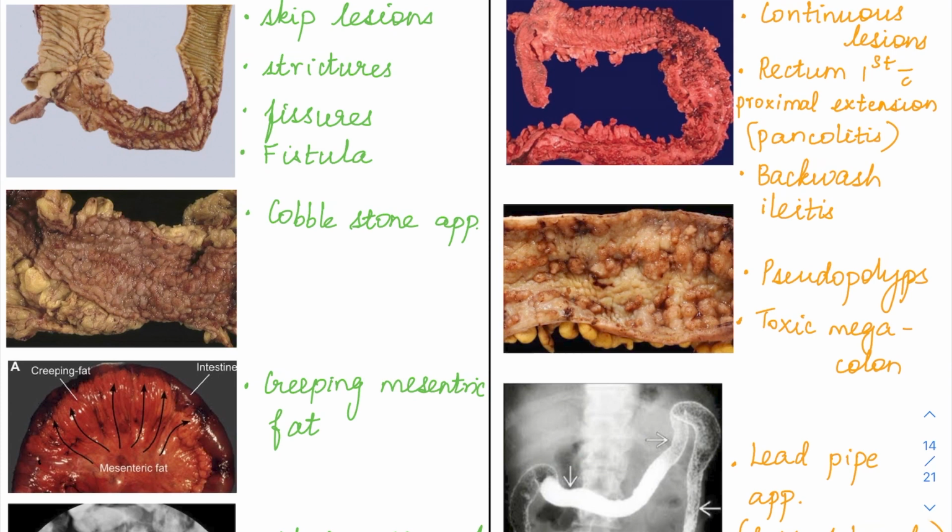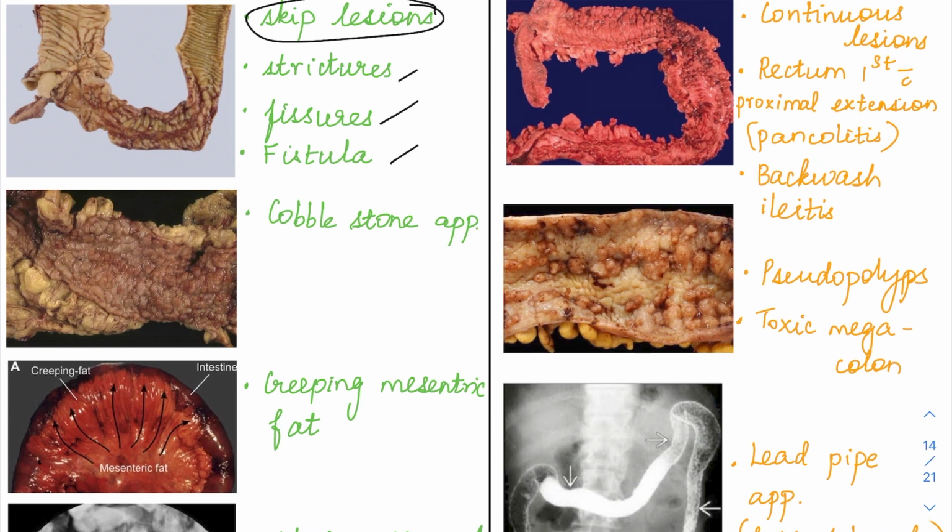In Crohn's disease, we are going to have multiple skip lesions, meaning it's not the entire bowel which is being involved continuously. Some part of the bowel will be involved, then there will be a normal part, then again an involved bowel part will be there. This kind of skip lesion is characteristic of Crohn's disease. And in Crohn's disease, you can have associated strictures, fistulas and fissures. Strictures, fistulas and fissures are not going to be present in ulcerative colitis.